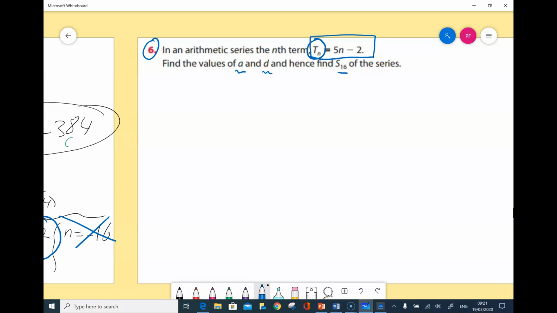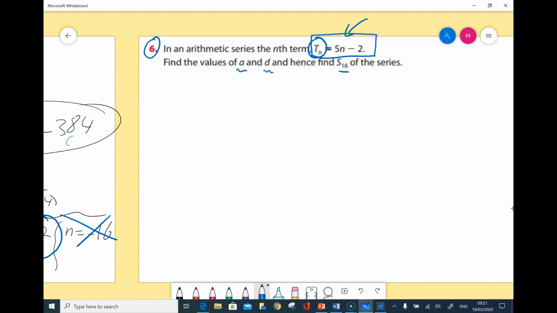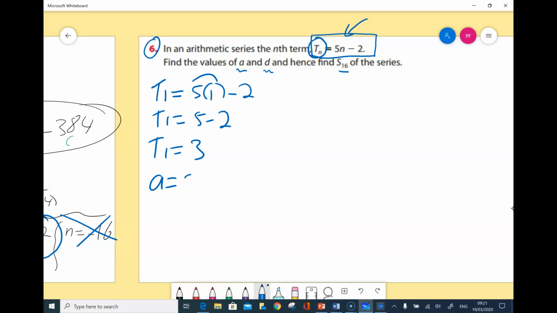So let's find the value of a first. Well, a is the first term in the sequence. So if I want the first term, and I have the formula for the terms, I'll just find the first term, t1. So I'm just putting in 1 for n. 5 times 1 minus 2. So 5 times 1 is 5 minus 2, and t1 is equal to 3. So the first term is 3, so we know that a is 3. So my sequence starts off as 3, and I don't know what the next number is, because I don't know what d is. How could I find out d?